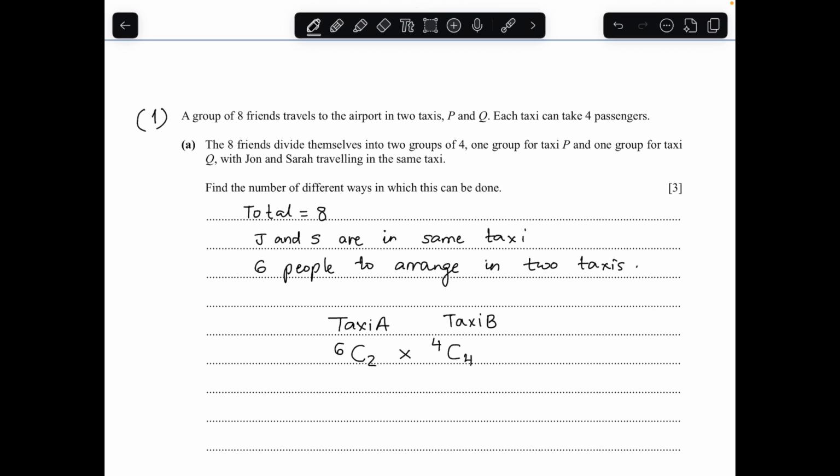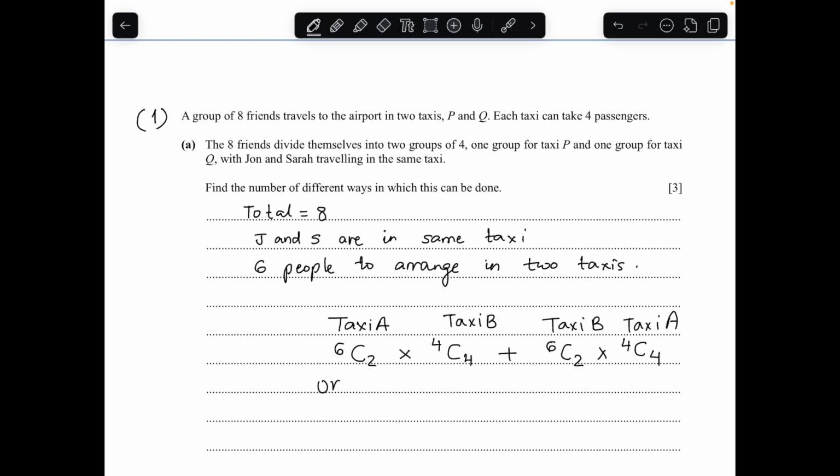The other possibility is that John and Sarah sit in taxi B. Alright, so if they're sitting in taxi B, again there are 2 seats left in taxi B. So 6 choose 2 for the 2 remaining seats, because there are a total of 4 seats in taxi B. Each taxi can take only 4 people. So out of the 6 people, you can choose 2 people to sit there, and in taxi A you will put the remaining 4 people, so 4 choose 4.